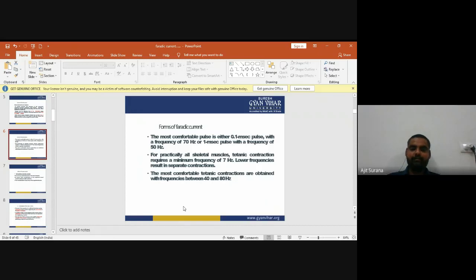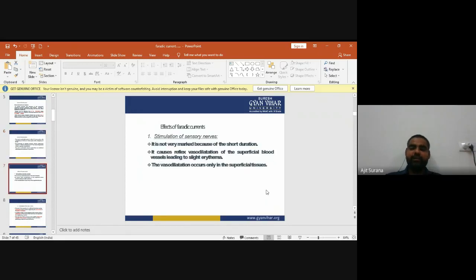Now the physiological effects of the Faradic currents. The first one is the stimulation of the sensory nerve. It is not very marked because of the short duration. It causes reflex vasodilatation of the superficial blood vessels, leading to slight erythema.